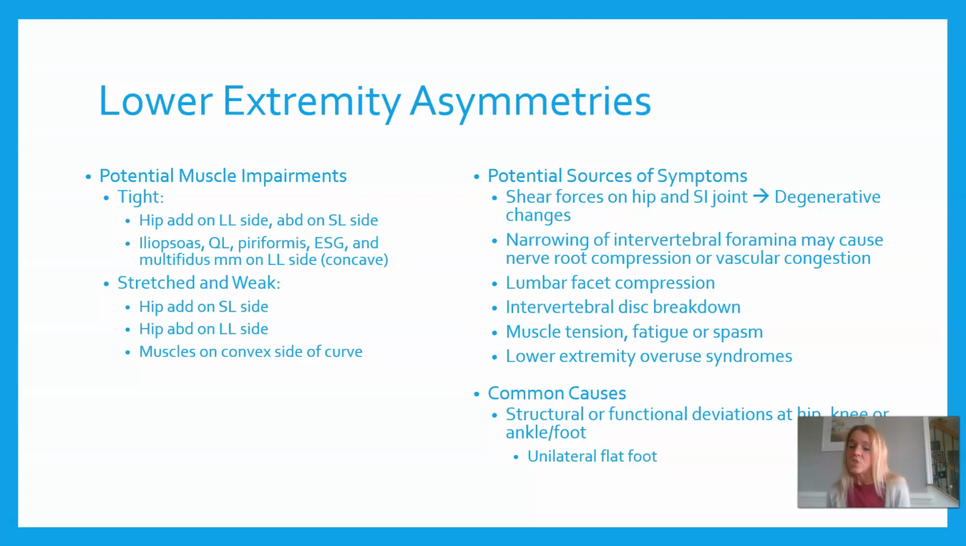Again, as I mentioned, the shear forces are going to be changed on the SI joint, so that can lead to degenerative changes and the person can complain of SI pain. We could have narrowing of the intervertebral foramen, which can compress on nerve roots and blood vessels. Lumbar facet joints are going to be compressed, which can cause increased degeneration as well as pain there. We can have uneven wearing of the intervertebral disc, which can cause it to break down faster. Muscle tension, fatigue, or spasm in response to the length and strength relationships, and lower extremity overuse syndromes.